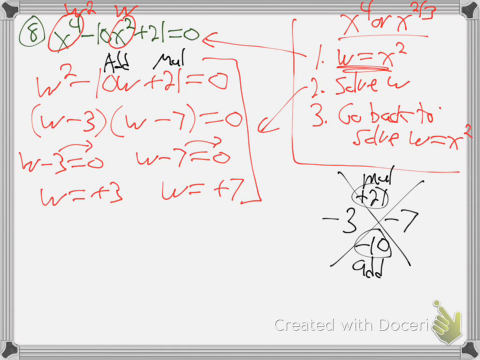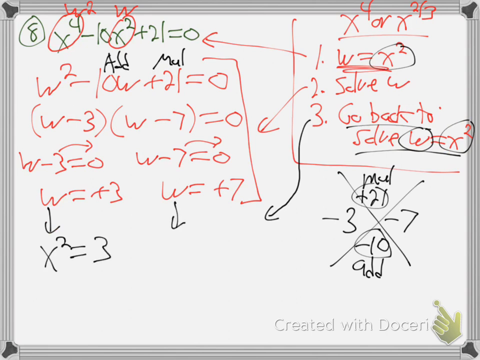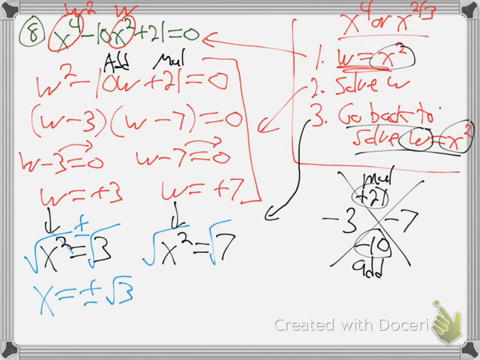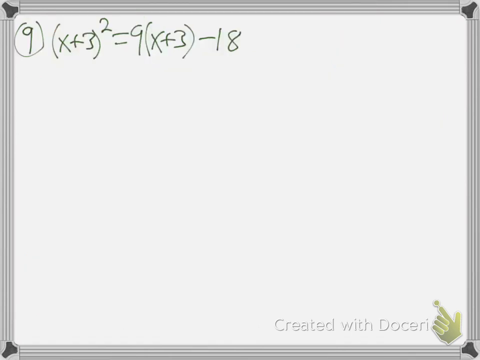Now step 3 is go back and finish. So what is w? What was it from the beginning? It was x squared. So this w goes back to being what it originally was, in both cases, x squared. So now finish solving for x. How do you do it? Roof on the house, up and down the ladder. So x is plus or minus root 3. Same thing here. Roof on the house, up and down the ladder. X is plus or minus root 7. There's our 4 answers.